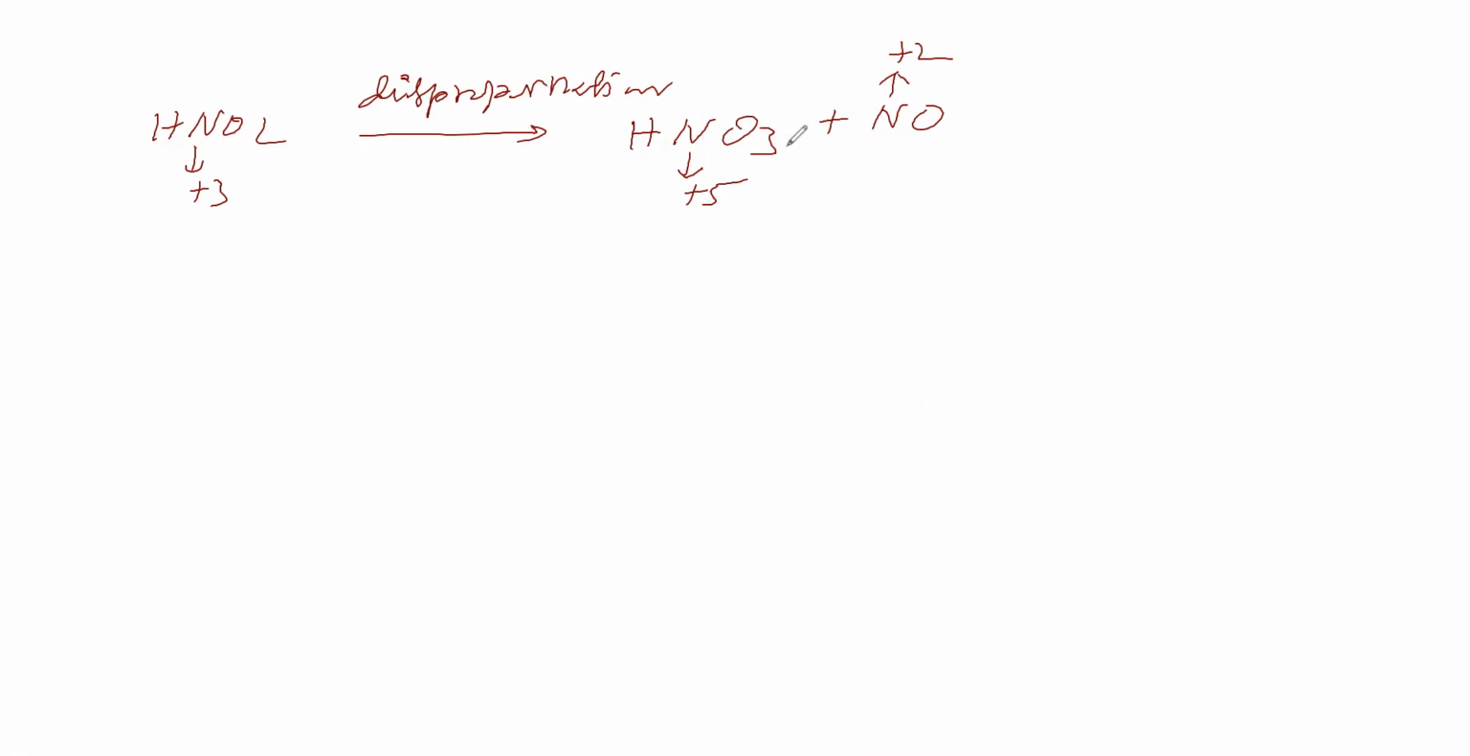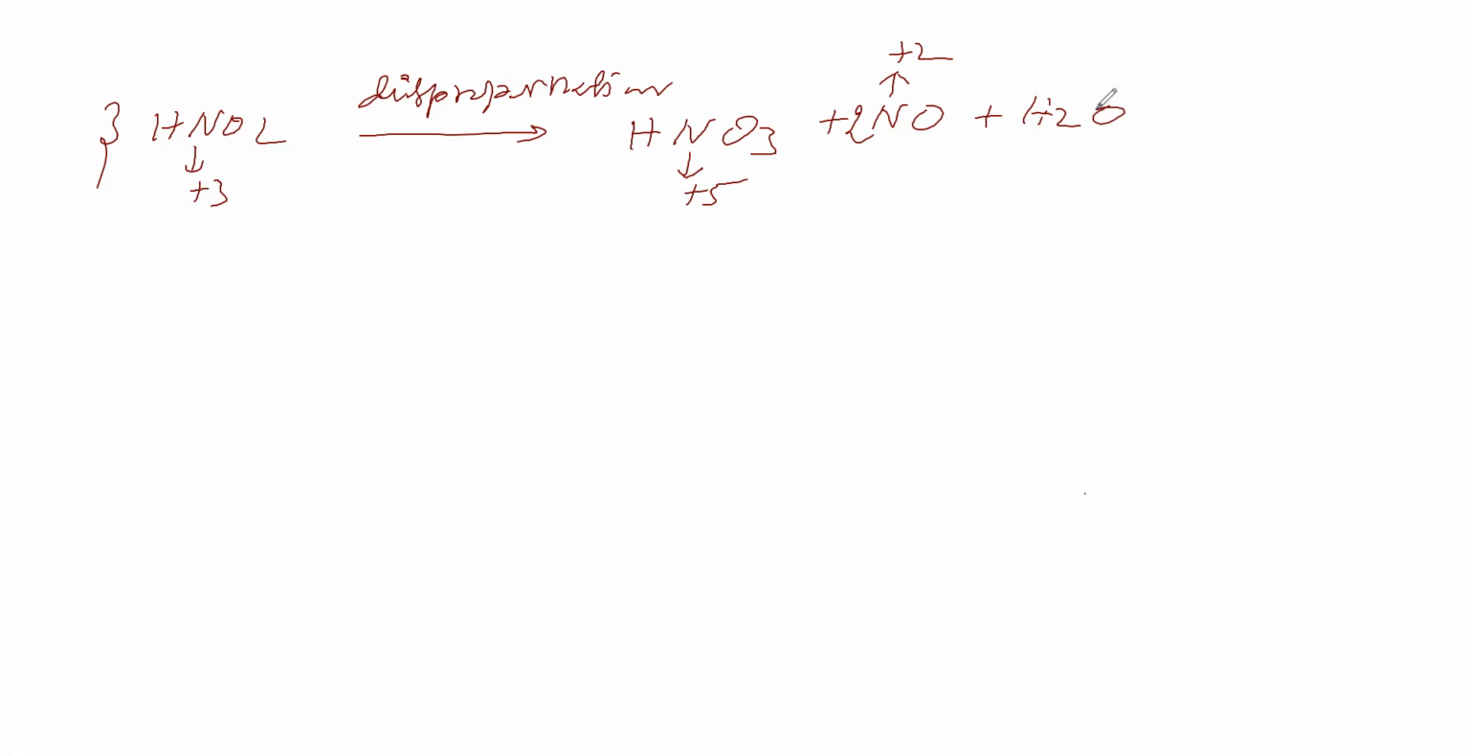In order to balance this equation, +3 converting into +5 means 2 electrons lost. +3 converting into +2 means 1 electron is gained. So make this as 2. Now gained is 2 electrons, loss is 2 electrons. Now make this as 3 because 3 nitrogens. Now we have to balance the rest. Here 3 hydrogens, here 1 nitrogen. So the remaining 2 hydrogens as water. Okay, now it is balanced. So nitrous acid undergoes disproportionation.